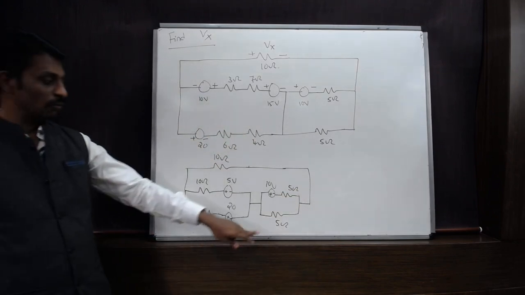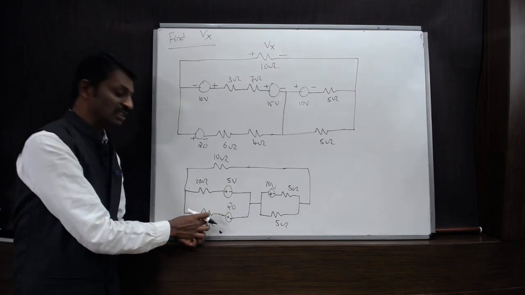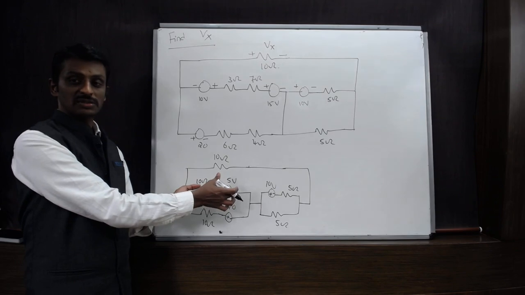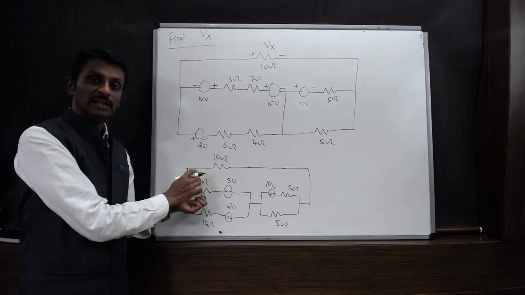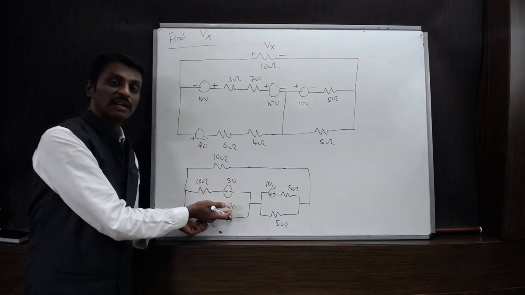Okay. Now what we can do is, since the voltage source is in series with the resistance, and this voltage source is in series with the resistance, let us apply the source transformation and convert the voltage source into the current source. So these two current sources will come in parallel.